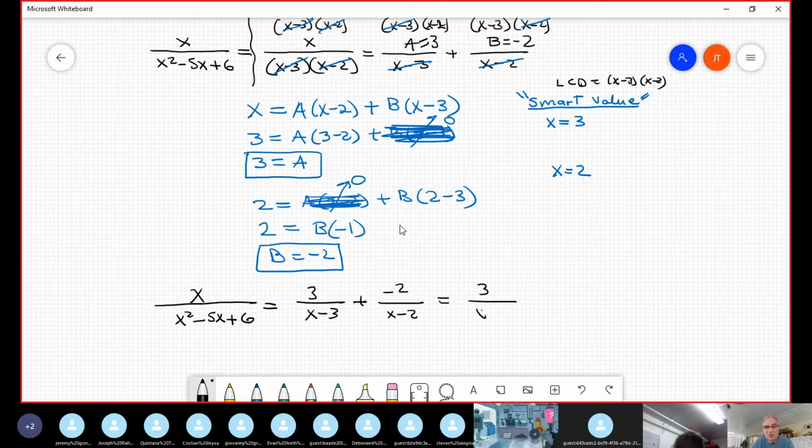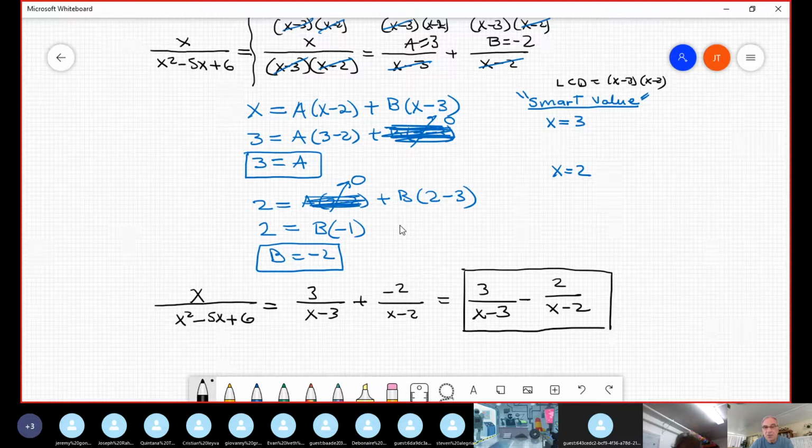3 over x minus 3 minus 2 over x minus 2, which is equivalent, no? So when you have a fraction with a minus in the numerator, you put a minus in the front, or you put a minus in the bottom, and the three placements are equivalent. It's the same thing. And this is the elegant final answer. And we are ready to start calculus now. Any question?